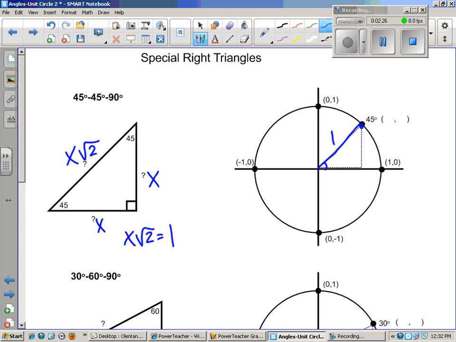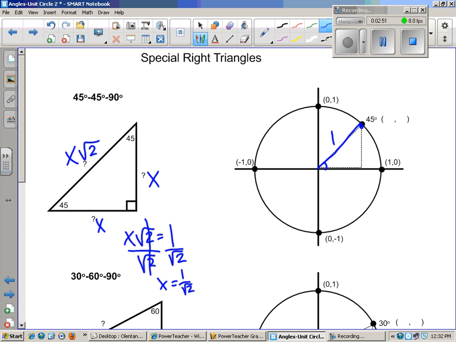Okay, it's a radius, right? It's from the origin out to the edge of the circle. So how do I solve for x here? Awesome. Okay, so those cancel, and I get x equals 1 over the square root of 2. Only, do you remember what's wrong with that?